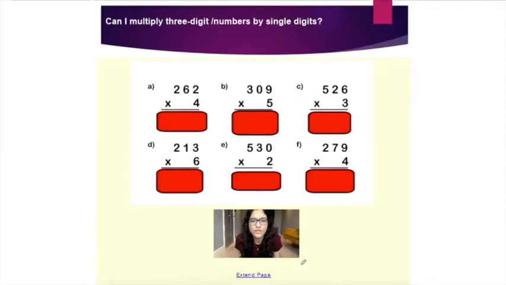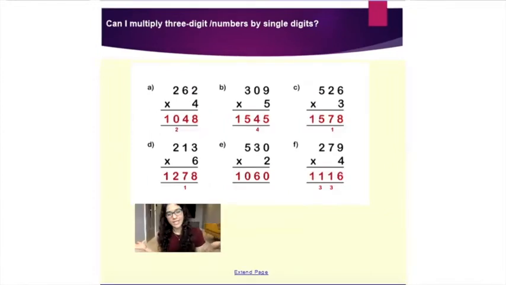So you have 1, 2, 3, 4, 5, 6 different multiplication questions using 3-digit numbers and a single-digit number. Have a go at answering them. When you unpause the video, you will see the answers that we can go through together then. Here are our answers. So get your pencils ready to tick or to correct.